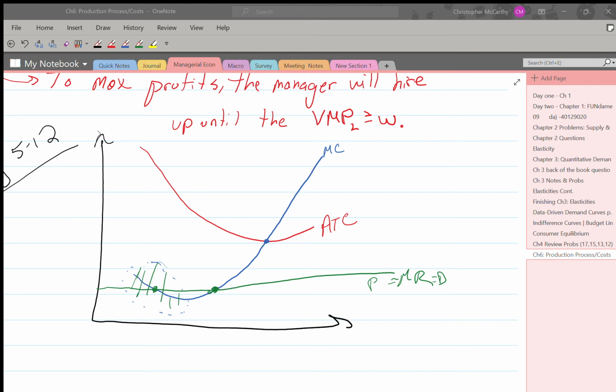Oh, I didn't know I could draw on here too. That's cool. This portion of the value marginal product of labor curve. Okay, cool. Back to notes.